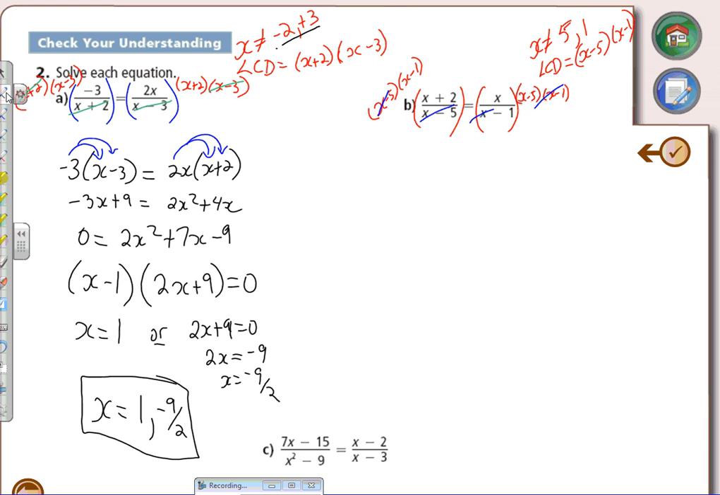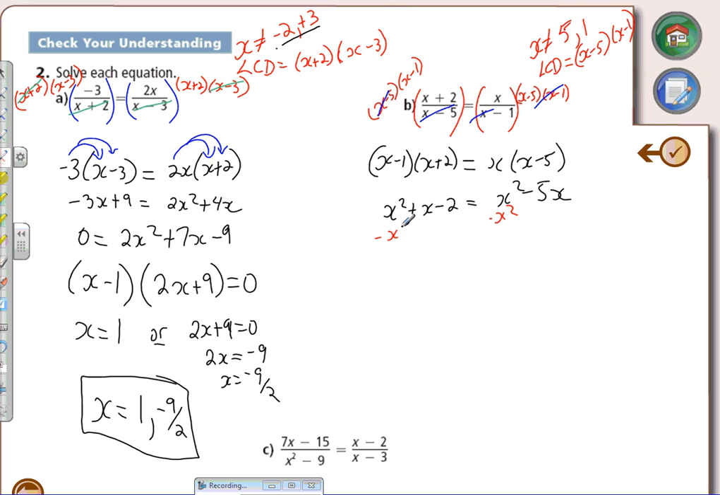And expand your numerator. So on the left side you get x squared plus x minus 2. On the right side you get x squared minus 5x. You've got a quadratic, so we've got to equate to 0. Nice thing with this one is when you equate to 0, the x squareds are going to cancel off. So you're going to get 6x minus 2 is equal to 0.